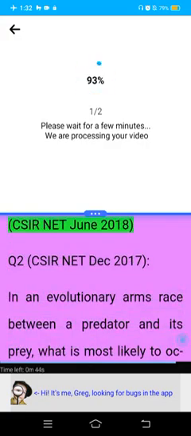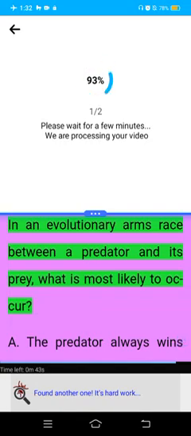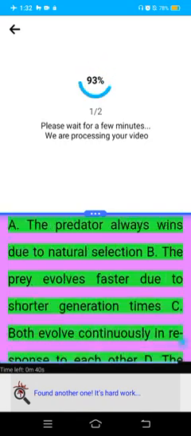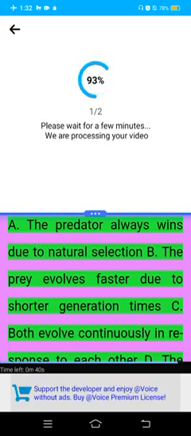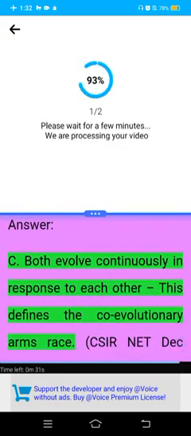CSIR-NET June 2018. Q2, CSIR-NET Dec 2017. In an evolutionary arms race between a predator and its prey, what is most likely to occur? A. The predator always wins due to natural selection. B. The prey evolves faster due to shorter generation times. C. Both evolve continuously in response to each other. D. The system reaches a stable equilibrium. Answer: C. Both evolve continuously in response to each other. This defines the coevolutionary arms race.